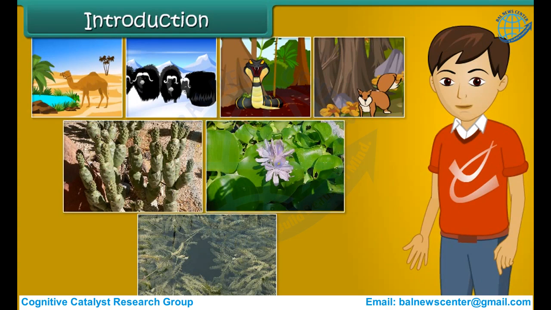All plants and animals develop different features that help them to survive in their surroundings. Let us learn more about the living organisms and their surroundings.